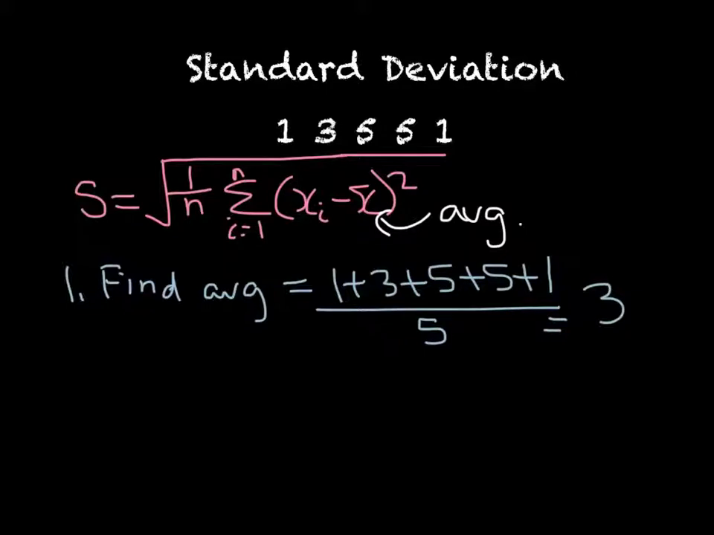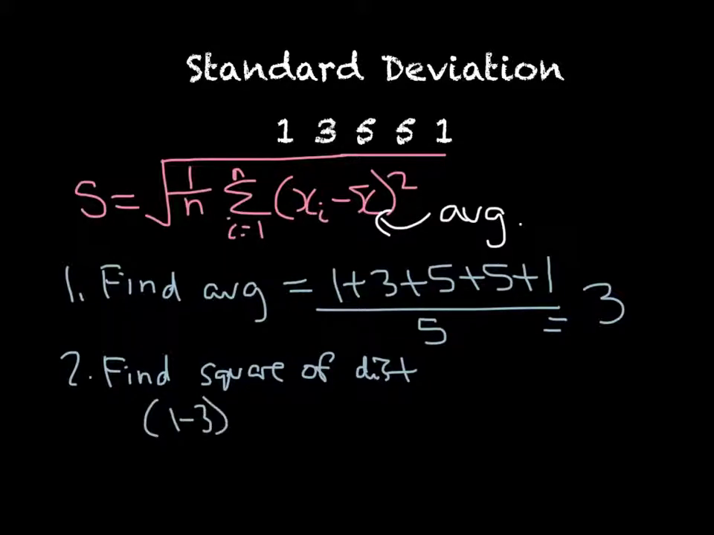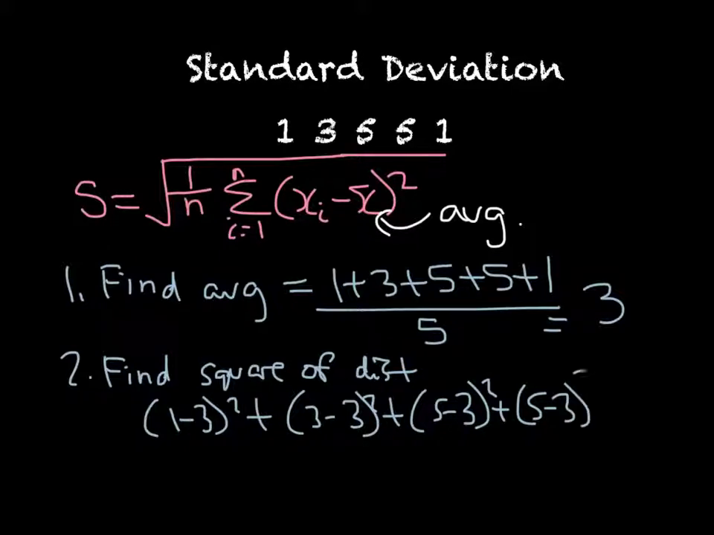So now we're going to find how far each of these numbers is from 3 and square that distance. So find the square of the distance of each of the numbers. So that would be 1 minus 3 squared plus 3 minus 3 squared, 5 minus 3 squared, another 5 minus 3 squared, and 1 minus 3 squared. So all we've done is plugged in each of the numbers into our formula here, and that's what we're doing with the xi minus x bar.